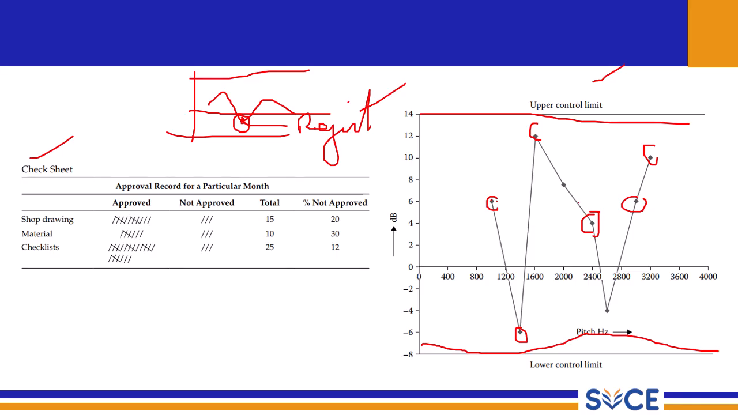A check sheet is nothing but a list of items, where we say whether the record is approved or not approved, what the total is, and what the percentage of not approved is. That is what we are going to develop here. Check sheet.